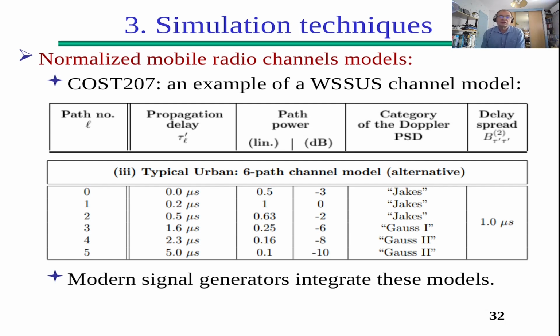So six paths with the delays represented here, the propagation delay, and then the relative path power in linear or in dB, and also the shape of the Doppler frequency. The Jakes is the one, the bathtub we've already seen, but we see here that for paths 3, 4 and 5 we have different shapes. So if you want to reproduce this model precisely, you have to be careful about the filter you use to filter your samples.